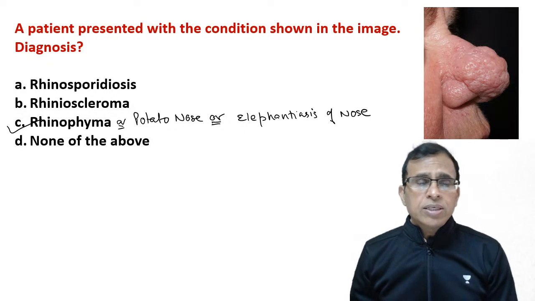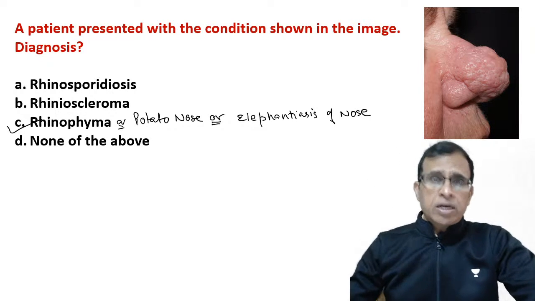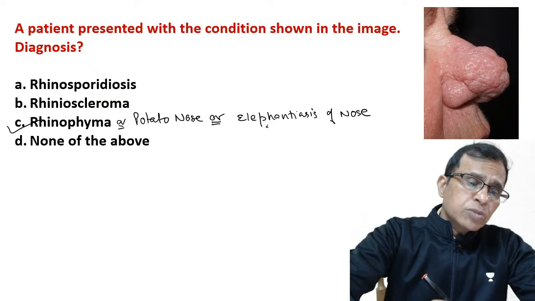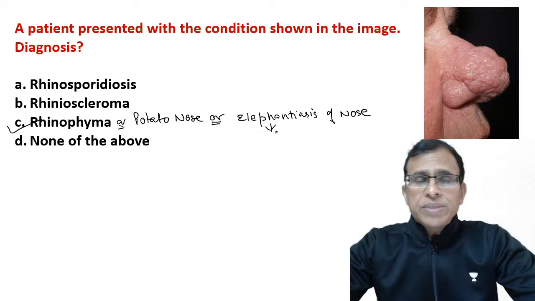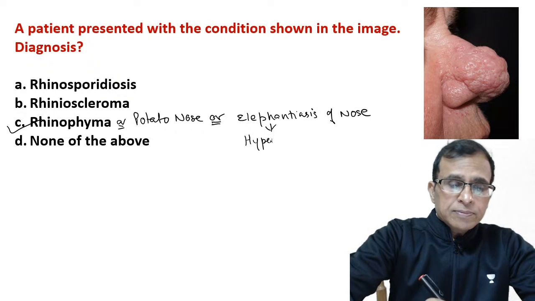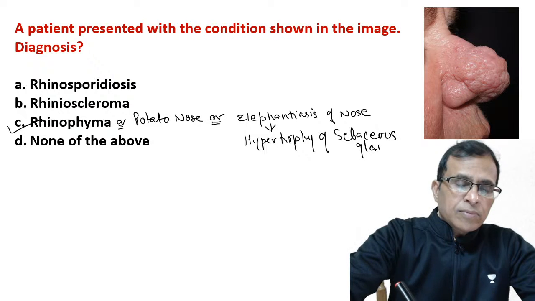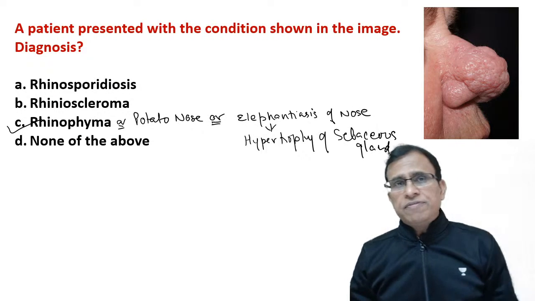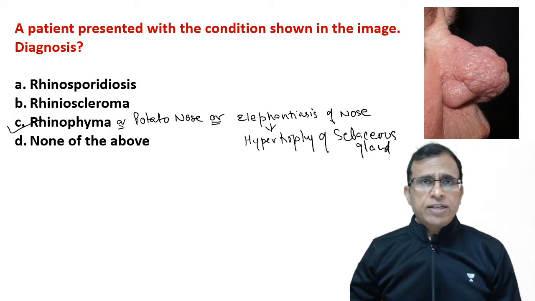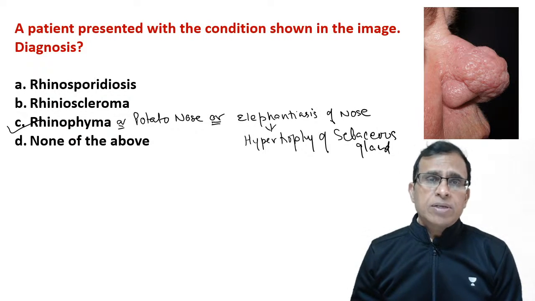Elephantiasis, I'm sure we know, is filaria infection, filariasis, isn't it? In West Bengal and Bihar. But this one is just because the nose looks big, it's hypertrophy of sebaceous gland. In elephantiasis, there is a blockade of the lymphatic drainage, and because of that, there is lymphatic collection and all that. But this one has nothing to do with it. It's a very different kind of disease. Just the name is similar because it looks very similar.